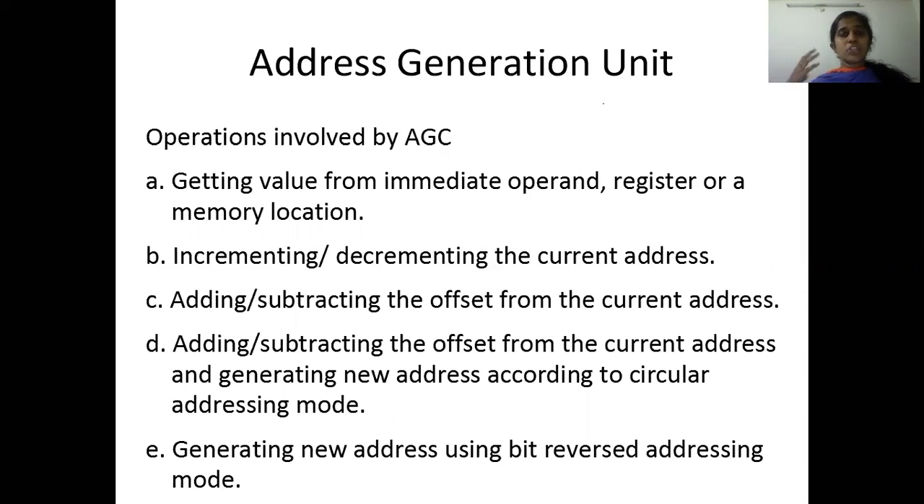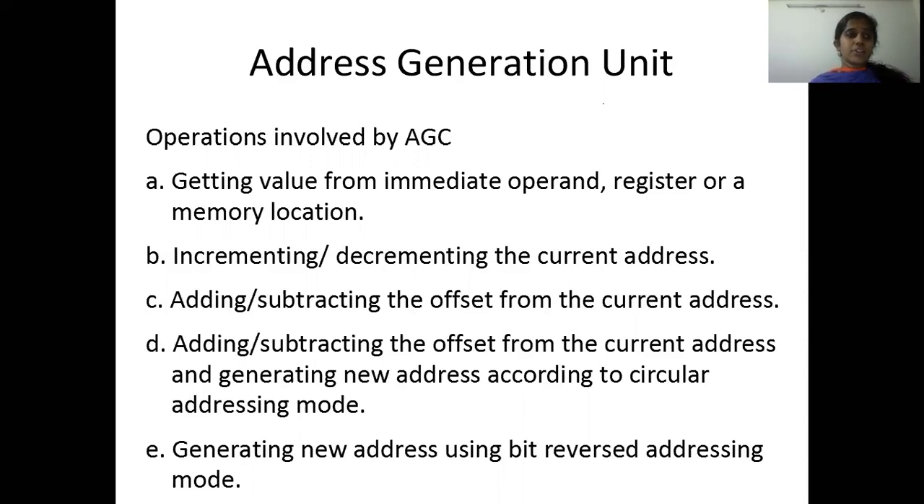Later on, the major units will cover the entire external interfacing concepts, which we will discuss in depth and in detail. Let us have a look at this address generation unit. In this topic, we are going to see what an address generation unit is, what the basic operations involved in this address generation unit are, and the basic block diagram for the address generation unit.